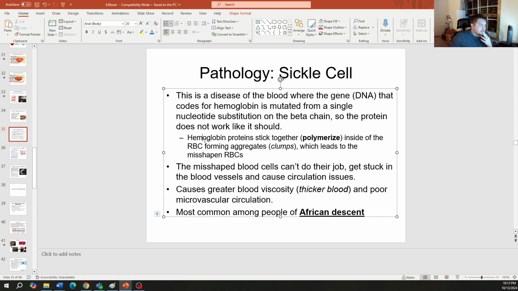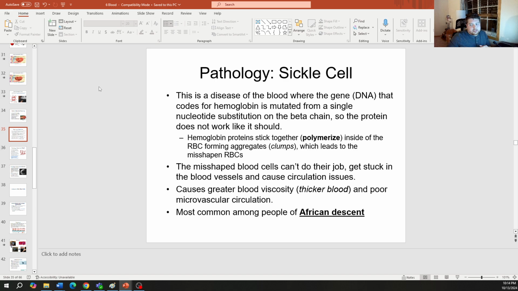What this causes is that the hemoglobins become sticky, and they stick to one another, so the hemoglobins within the red blood cells actually get stuck together, and they form this big clump. This is called polymerization. They polymerize, they stick together, and the clumps are known as aggregates. And when you get these aggregates in the red blood cells, it makes the shape of the red blood cells different. They become misshapen, and because of the wrong shape, they can no longer do their job.